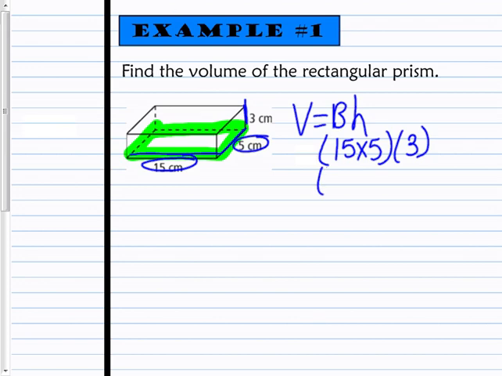So 15 times 5 is 75, times 3, 75 times 3 is 225. The units are centimeters, and because we're talking about volume, they're cubed. It's a three-dimensional figure, so cubic centimeters.